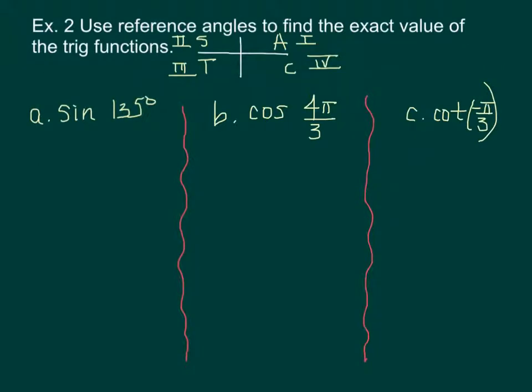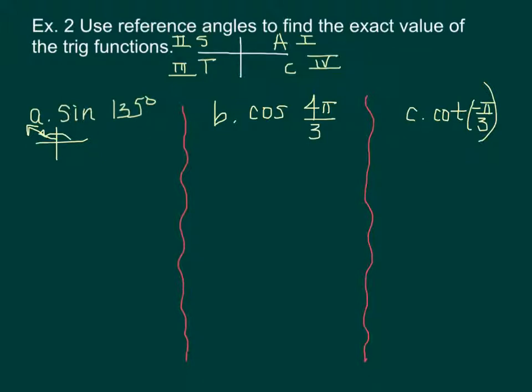So let's look at example 2. We're going to use reference angles to find the exact value of the trig functions. When you're finding exact values, you have to look at what quadrant your angle lies in to know if the sign should be positive or negative. So sine of 135 lies in quadrant 2, where sine is positive. So we know our answer is going to be positive.